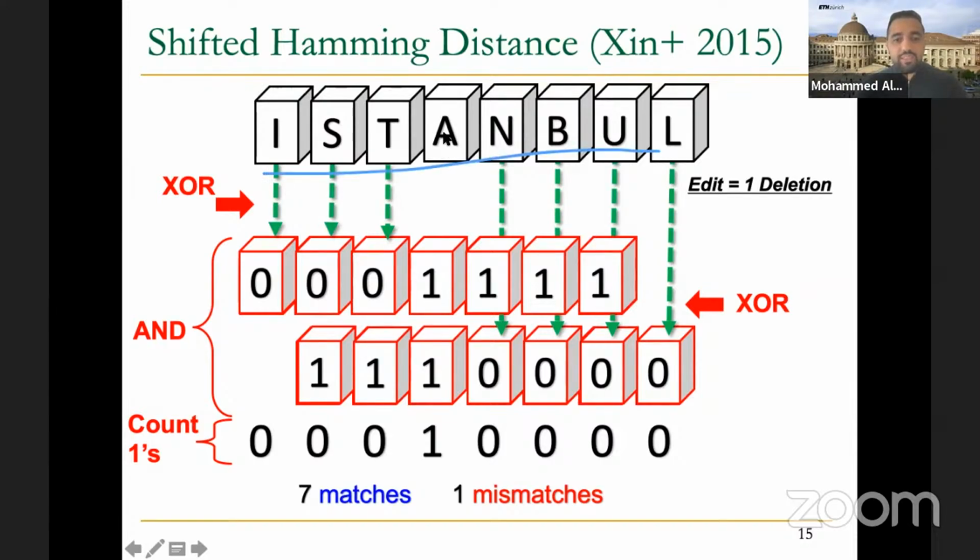If I delete the A again, all of these will be shifted by one step over there. Now, if I insert a character here, the trailing characters, which are only the U and the L, will be shifted by one step over there to the right, right? So we need to have two versions to correct the two edits. We need one shifted to the right to fix the deletion and one shifted to the left to fix the insertion.